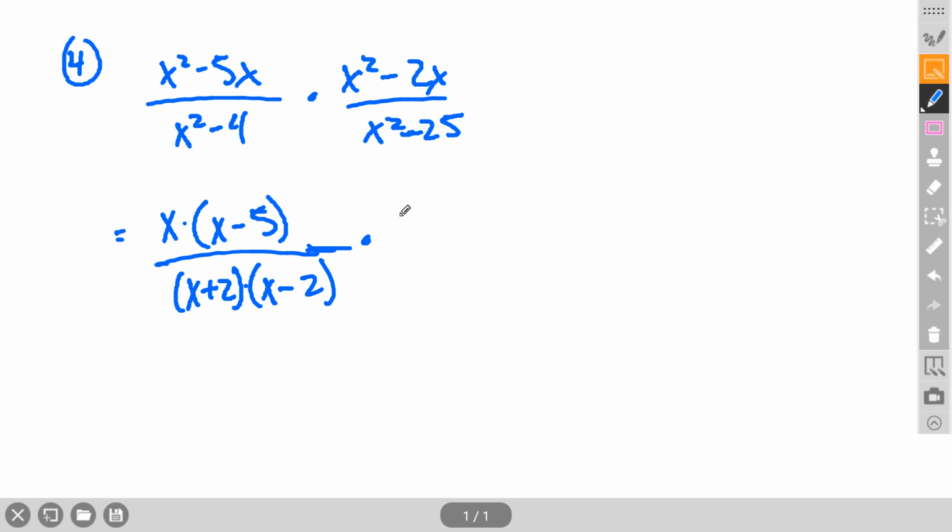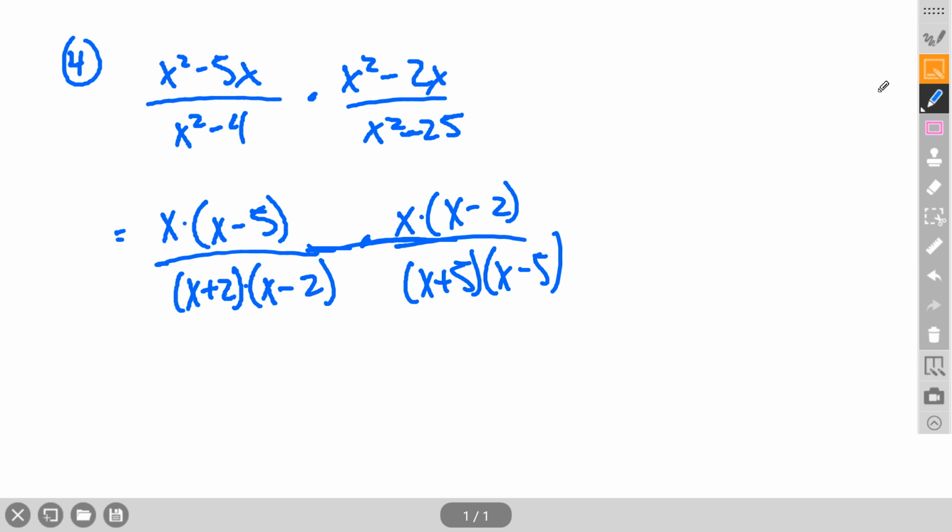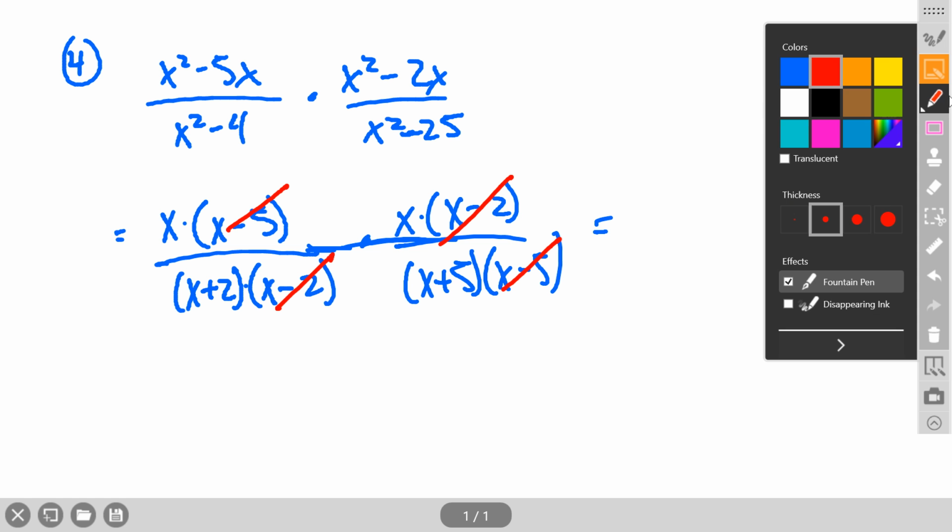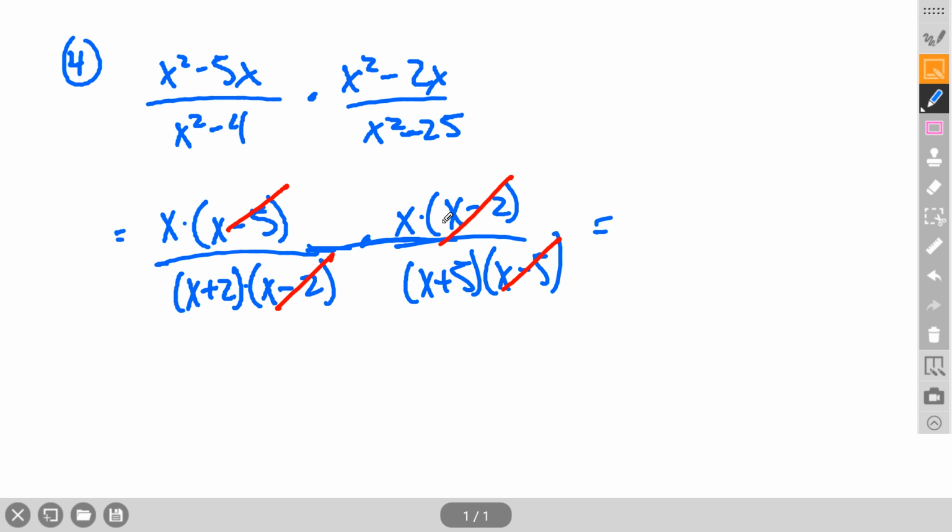X squared minus 2x has a GCF of x. Factor out the x, and you're left with x minus 2. X squared minus 25 is a difference of 2 squares, x plus 5, x minus 5. Okay, now we can cancel any factors that occur in the numerator and denominator. So we got an x minus 5, and an x minus 2. What are we left with in the numerator? We're left with an x and an x, so x times x in the numerator. What are we left with in the denominator? We have an x plus 2 and an x plus 5.